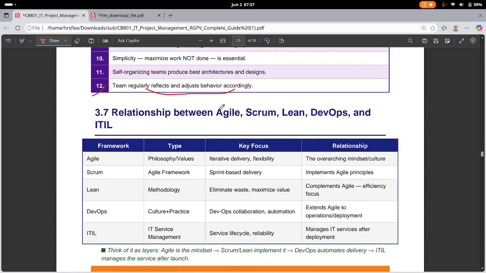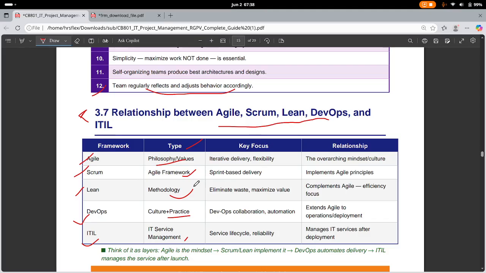Now, what is the relationship between Agile, Scrum, Lean, DevOps and ITIL? It is also important, by the way. So understand this. Agile, what is it? It is a philosophy. It is a set of values that you need to follow. Scrum works on the Agile framework. Lean is a methodology. DevOps is a culture plus practice, and ITIL is basically IT service management.